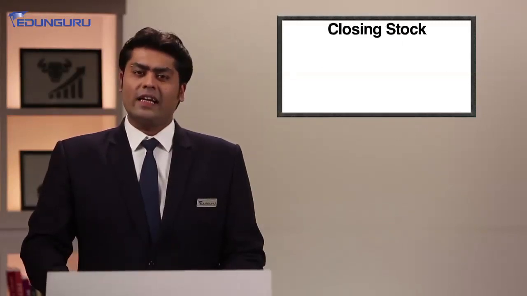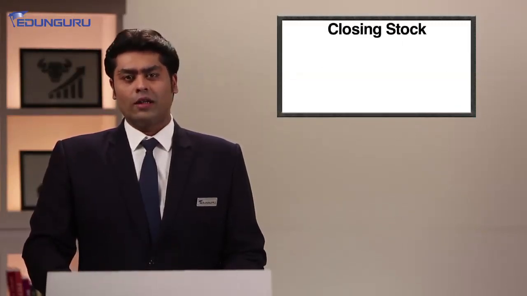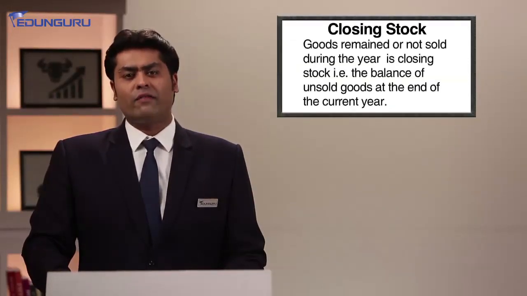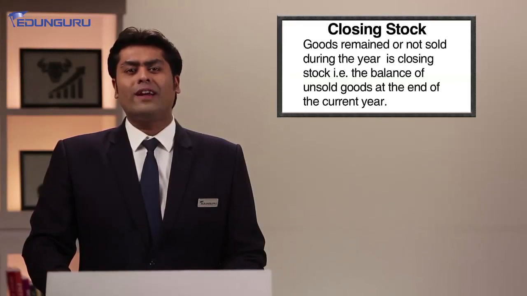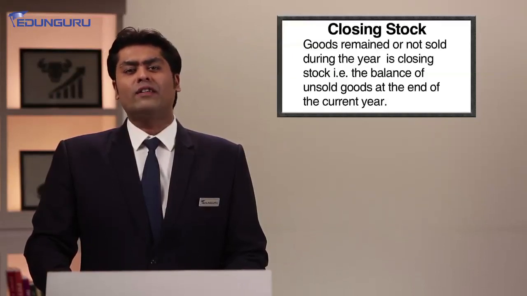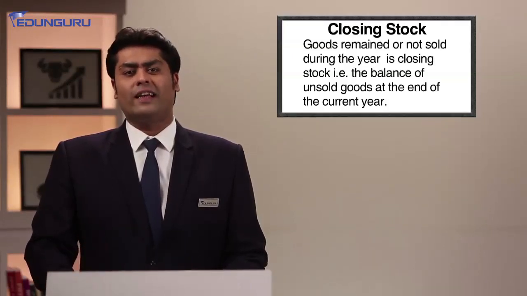And then the last one, dear students, is closing stock. Now what does closing stock mean? Whatever goods you have during the year with you need not necessarily all get sold. So whatever does not get sold is your closing stock, which means the balance of unsold goods at the end of the current year. So at the beginning of the year, it is opening stock. At the end of the year, it is closing stock. Now these are the four main accounts related to goods which we have seen before.